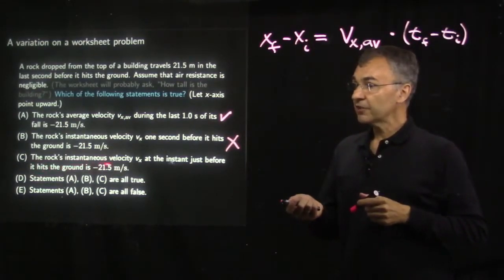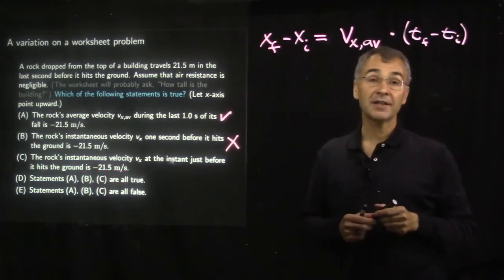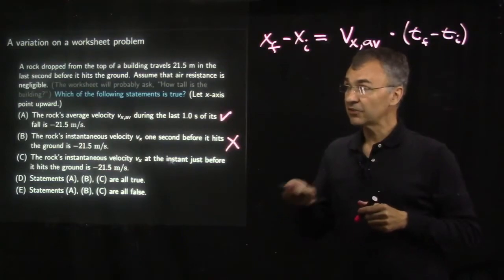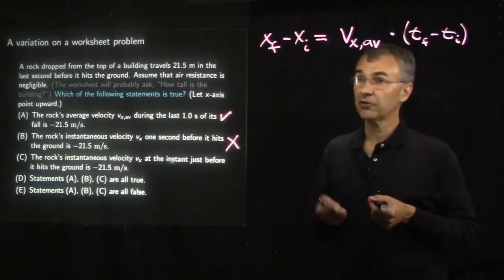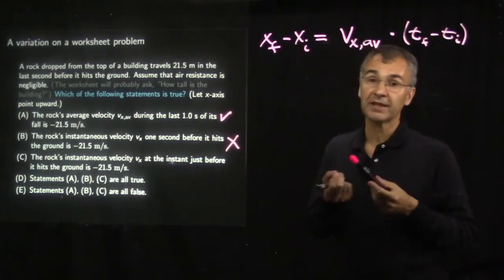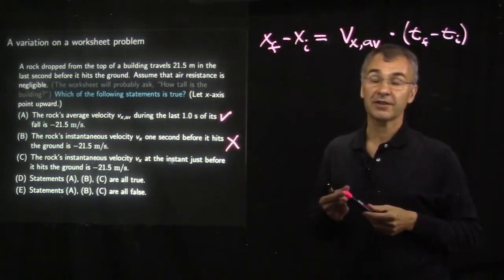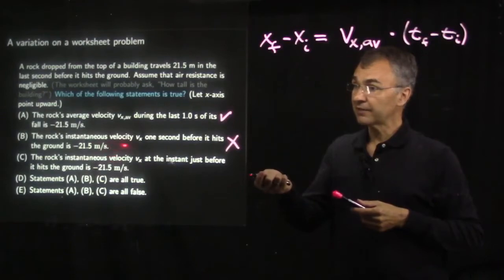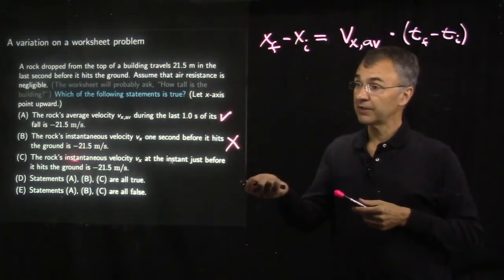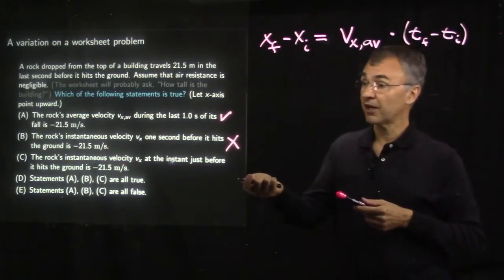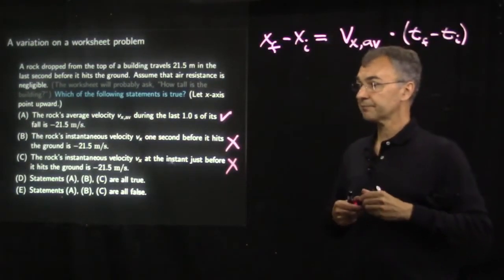The rock's instantaneous velocity, v sub x, at the instant just before it hits the ground is minus 21.5 meters per second. I think that's false also, because the instant just before it hits the ground is actually moving faster than 21.5 meters per second. Because if its average velocity during that last 1 second of its travel is 21.5 meters per second downward, then it's moving downward at less than 21.5 meters per second 1 second before, and it's moving downward at more than 21.5 meters per second the instant just before it hits the ground. So I think that's also a wrong statement.